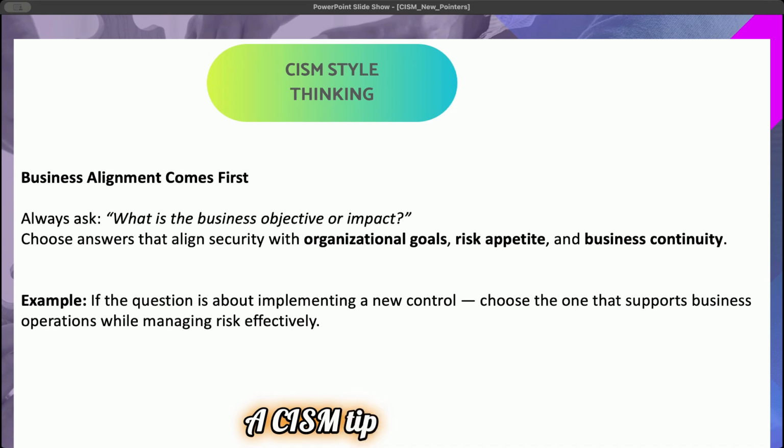A CISM exam tip for you: when stuck between two options or very close answers, choose the one that references business alignment, risk prioritization, or impact, not just technical correctness. If the question is about implementing a new control, choose the one that supports business operations while managing risks effectively.